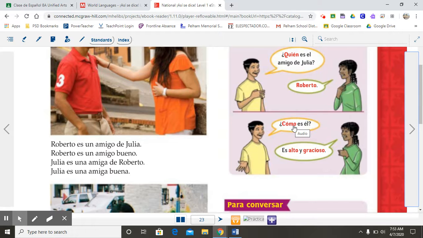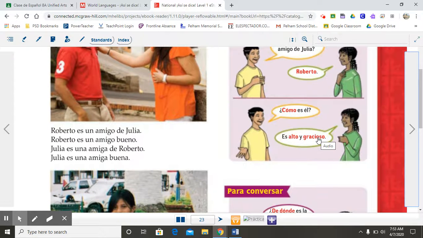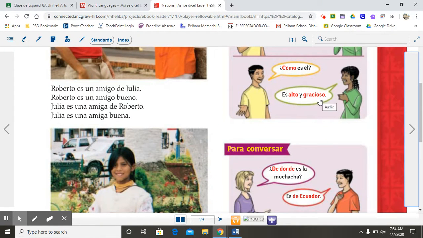Cómo is the second one, the second question word. When you ask somebody cómo, you're asking them how. You're asking them to describe the person or the thing. For example, in this question, ¿cómo es él? The answer was alto y gracioso. So because they're describing them, remember that cómo means how. How is he? He is tall and kind. Or, sorry, funny. Gracioso. Tall and funny.